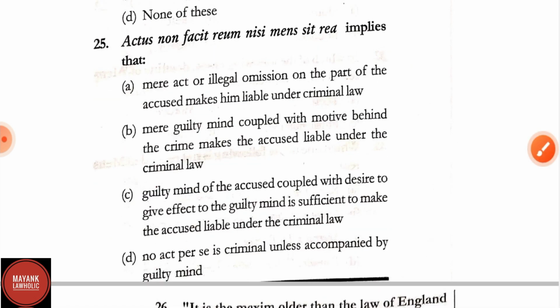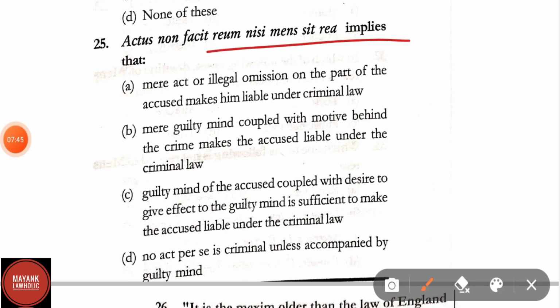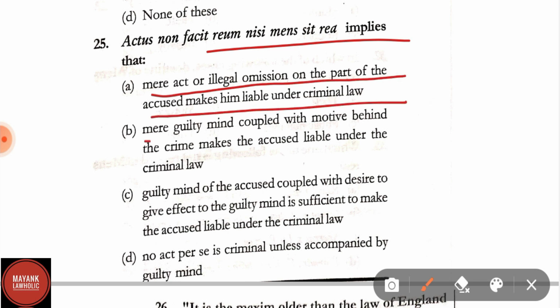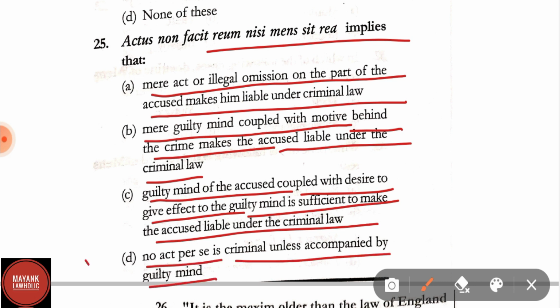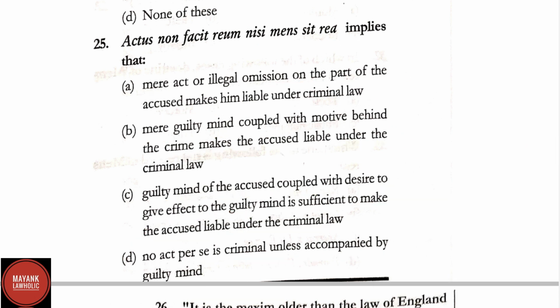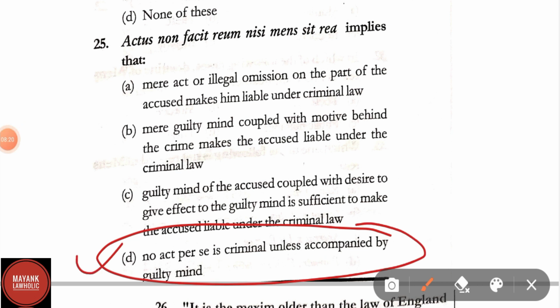Question number 25. The maxim actus non facit reum nisi mens sit rea implies that, options are: A, mere act or illegal omission on the part of the accused makes him liable under criminal law. Option B, mere guilty mind coupled with motive behind a crime makes the accused liable under the criminal law. Option C, guilty mind of the accused coupled with desire to give effect to the guilty mind is sufficient to make the accused liable under the criminal law. And option D, no act per se is criminal unless accompanied by guilty mind. Here the correct answer is option D, that is no act per se is criminal unless accompanied by guilty mind.